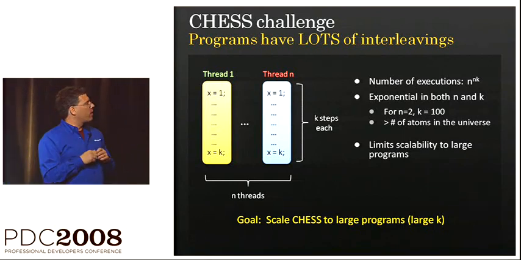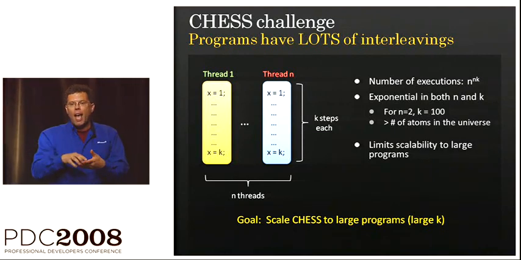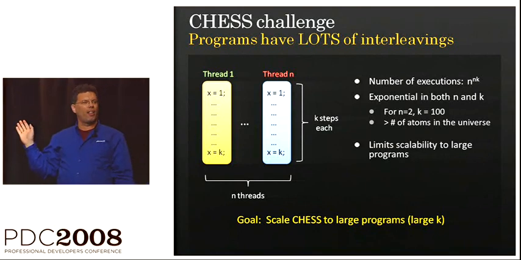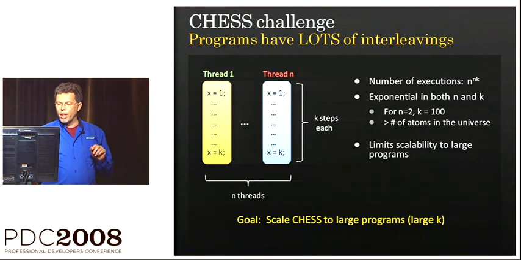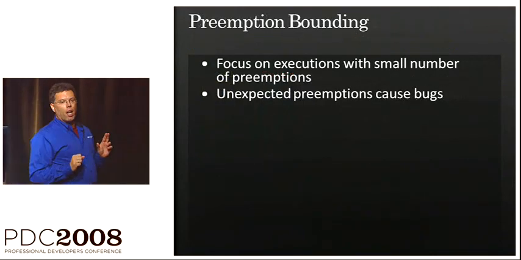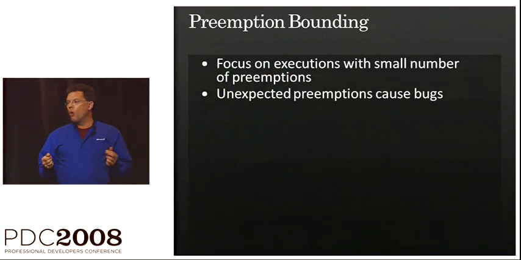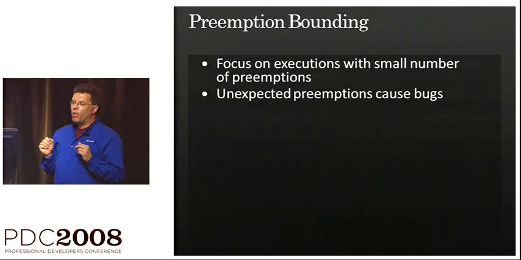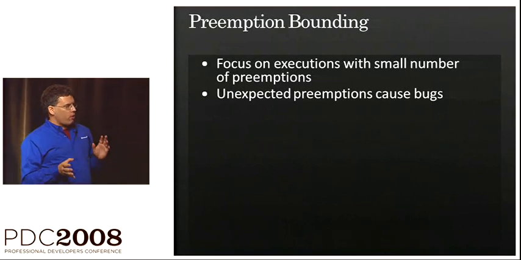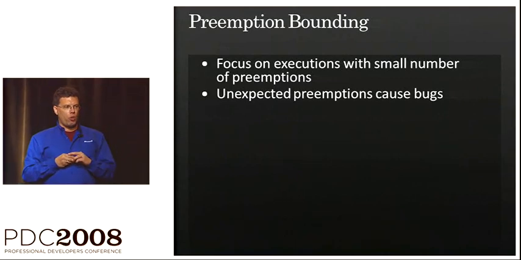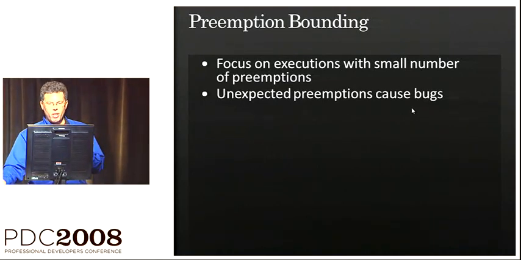So how are we going to scale CHESS to large programs? We might be able to control the number of threads, but how can you control how long your program executes for? That's sort of tough. So we're concerned about both n and k, but in particular k. So here's the basic idea. We want to focus first on the schedules that are going to find us the bugs. And we believe that by focusing on executions with smaller numbers of preemptions, we'll find a lot of bugs, and we can explore those schedules very quickly, or at least within a day or so.